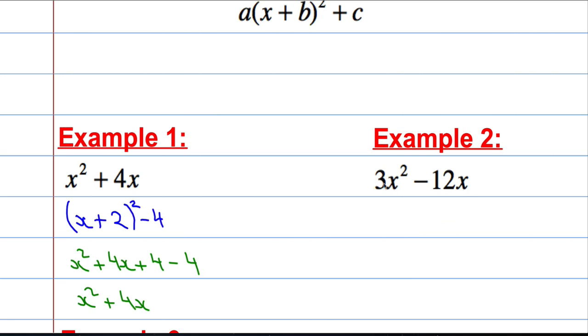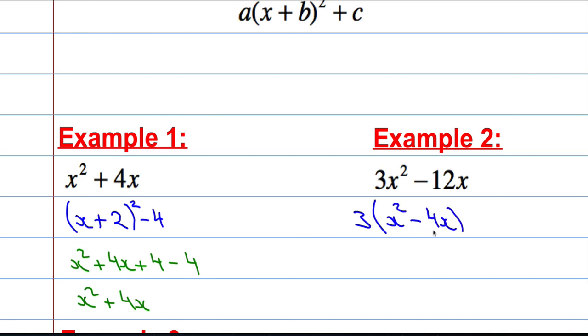Let's look at the second one. We've got 3x squared minus 12x. Now in all the previous examples, the number or the coefficient in front of x squared was always 1. This time it's not so. So I need to account for that. What I'm going to do is factor out a 3 here. So factor out a 3, and that would leave me with x squared minus 4x.